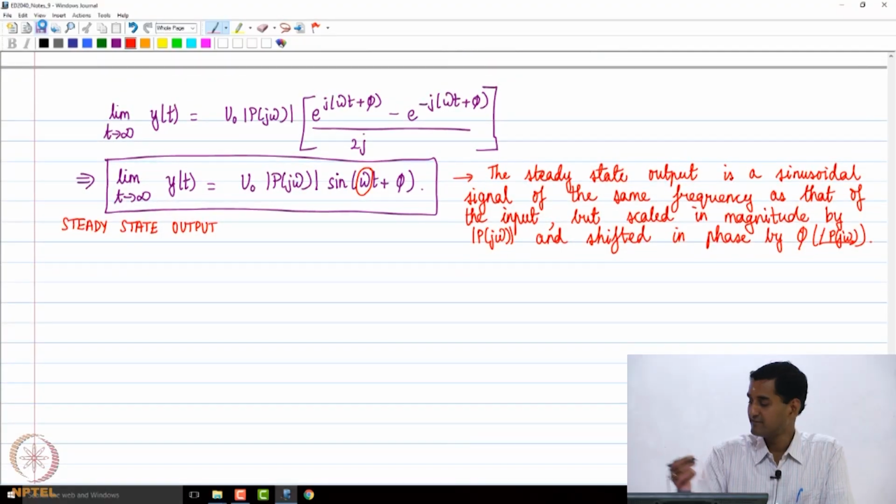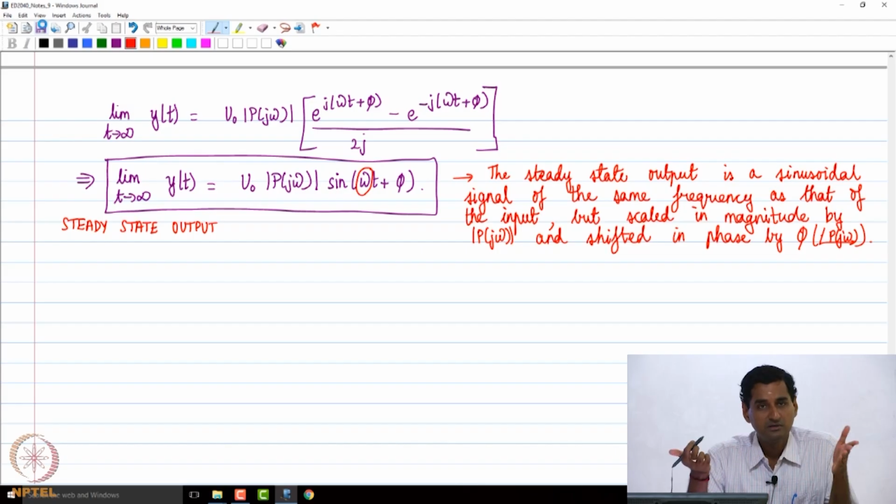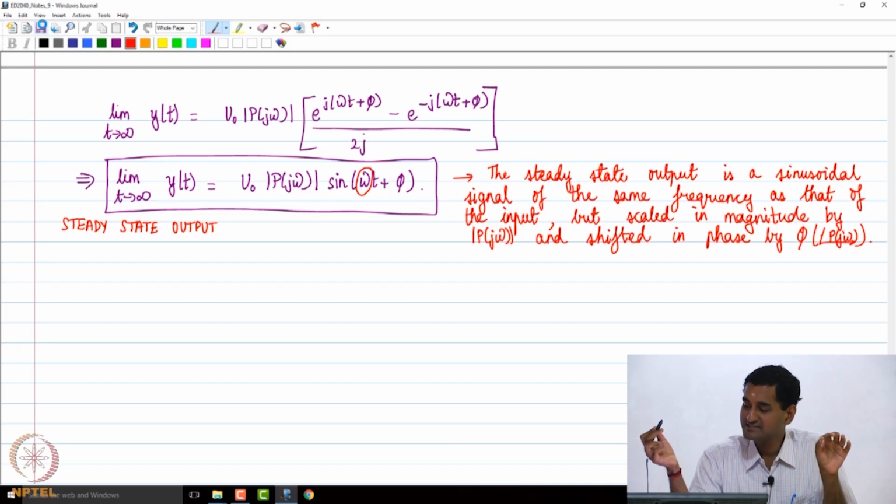So, from this derivation, once again, please go through it, pretty straightforward. The only thing is that instead of numbers, we just worked with general variables and functions. So, that is what we did. From the derivation, what we can see is that the steady state output of this class of systems is also a sinusoidal signal having the same frequency as the input frequency. That is extremely important.